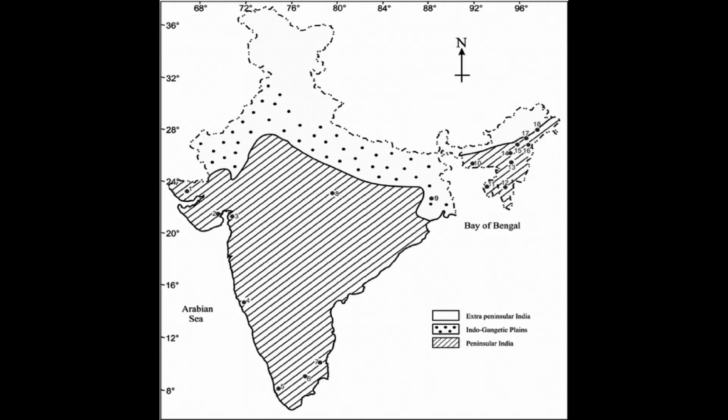Tectonically, India is divided into three parts. The southernmost part is called the Peninsular India, and above it is the Indo-Gangetic Plain, and at the topmost we have the extra-peninsular region, which contains the Himalayan mountain.